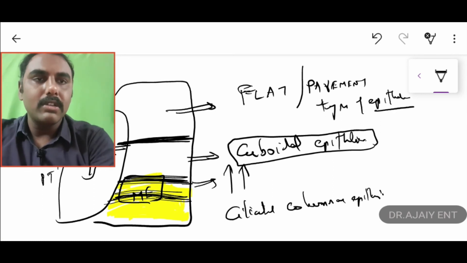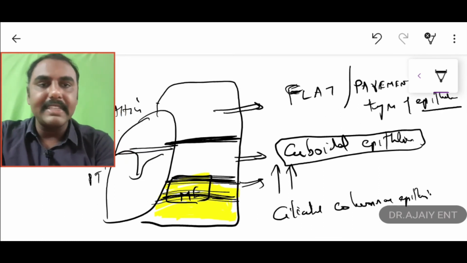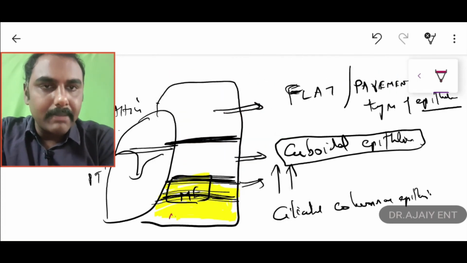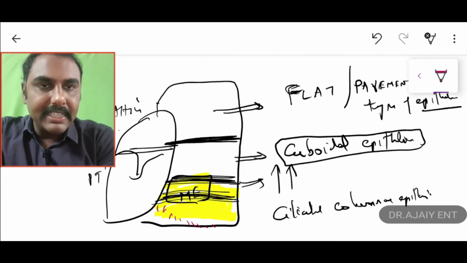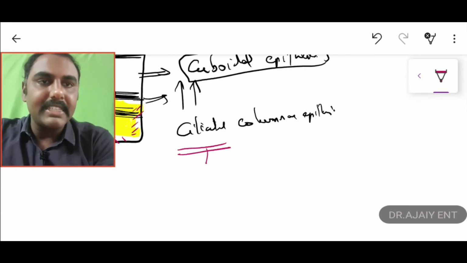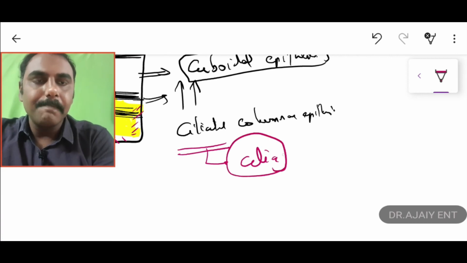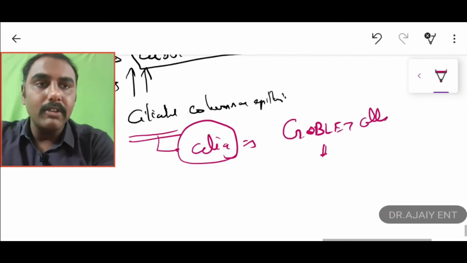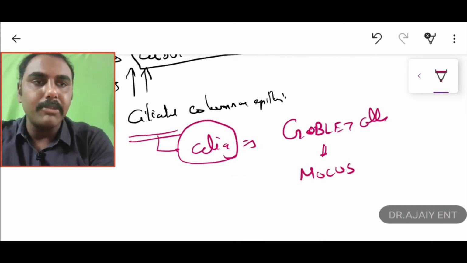Okay. So, now what is happening here? Here there is a ciliated columnar epithelium. As we know, the ciliated columnar epithelium contains a lot of cilia. So, that is the terminology. It contains a lot of cilia, and it also contains a lot of goblet cells. Goblet cells are involved in the production of mucus.